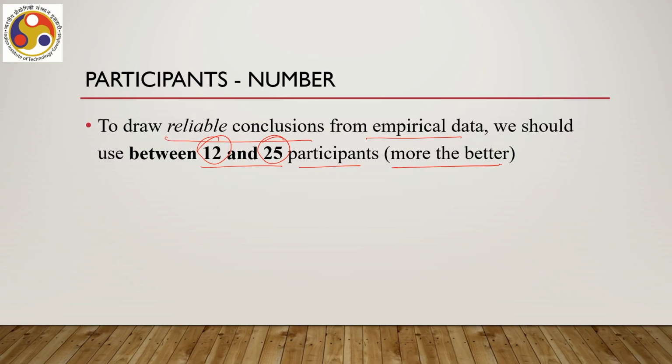Of course, we can have more numbers, more than 25. However, between 12 and 25 participants if we use in an experiment, then generally whatever data we get can be considered good enough to draw reliable conclusion. Below 12, whatever conclusion we draw may not be reliable, it may change if we increase the number. So, one important thing is profile, second important thing is number.